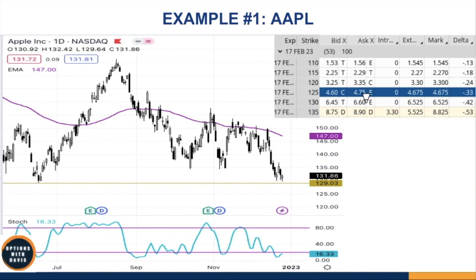So what you want to do now is take a look at the delta. So now the delta is 33 deltas. So that is slightly above our 20 to 30 deltas, but that is fine as well because it is below the previous support level, and it's at 125, right? So it is quite a bit away below the previous support price level down here.